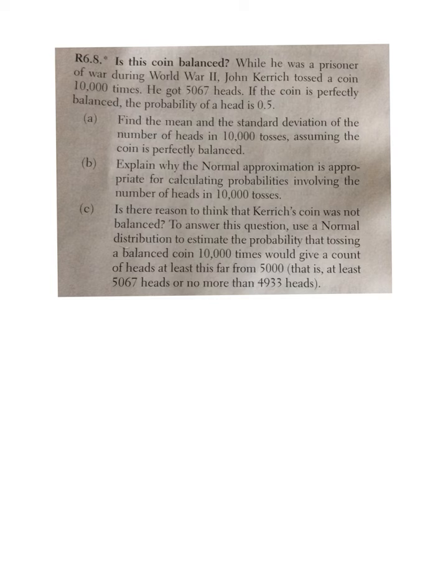Okay, let's see. Prisoner of war. John Carrick tossed a coin 10,000 times and got 5,067 heads. If the coin is perfectly balanced, the probability of a head is 0.5. Okay? Find the mean and standard deviation of the number of heads in 10,000 tosses, assuming that the coin is perfectly balanced. So this is a binomial situation.